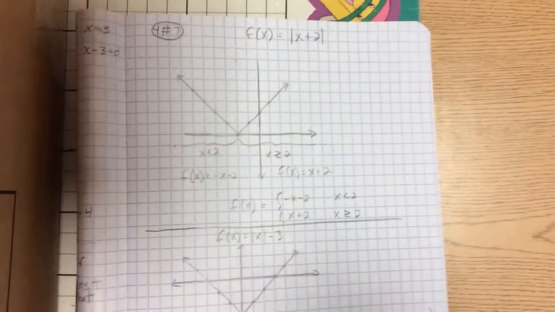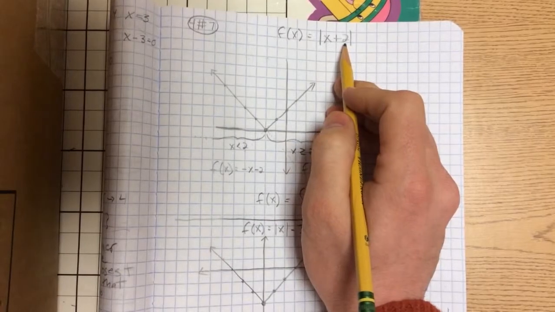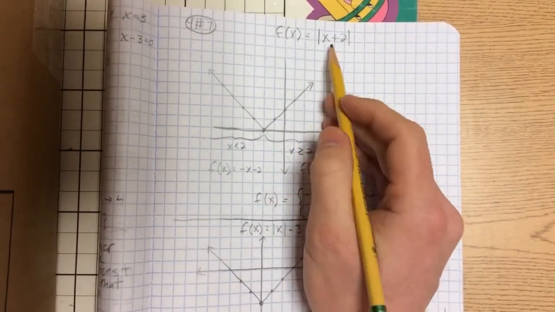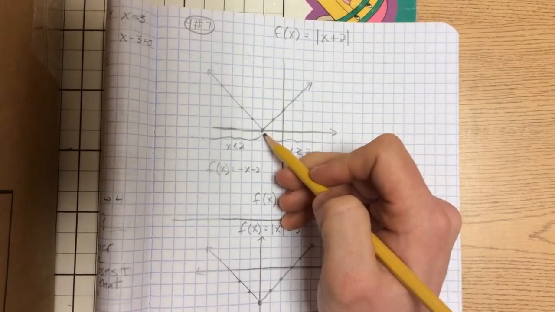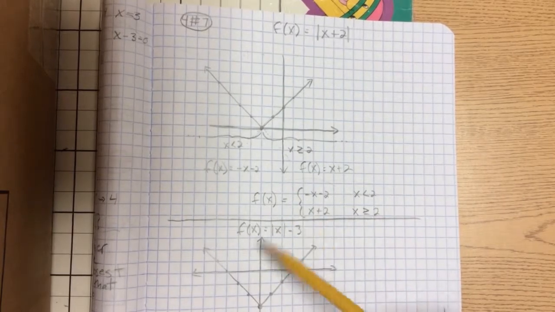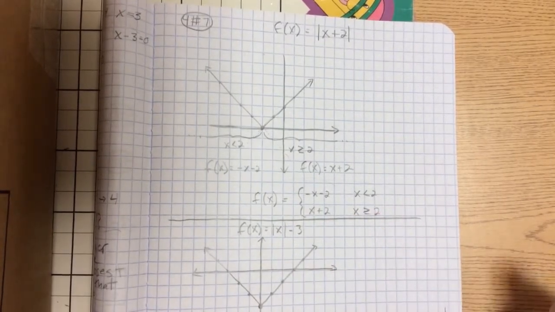Okay, here's the example that was given. We've got the function f of x is equal to the absolute value of x plus 2. When you graph that, it looks like this. It looks like the graph of the absolute value of x, but shifted 2 to the left. And it tells us that it's defined piecewise in this way. Well, let's examine exactly what this notation means.